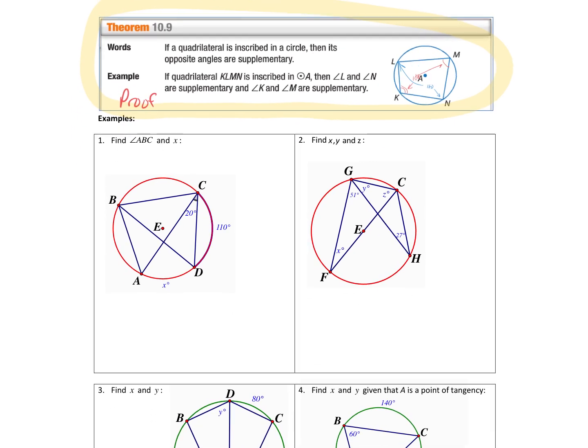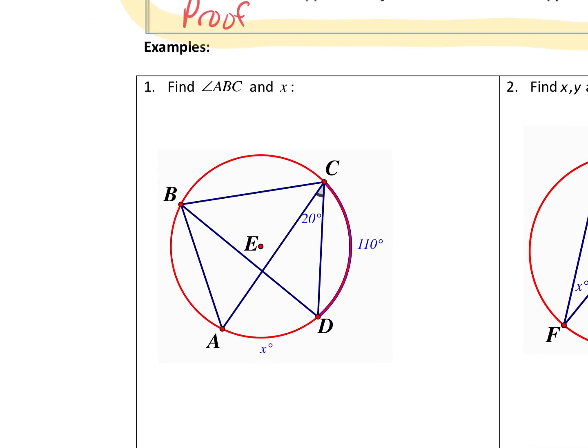All right, let's do some of the actual calculation-y stuff. Okay, so if this is 20, this is an inscribed angle.